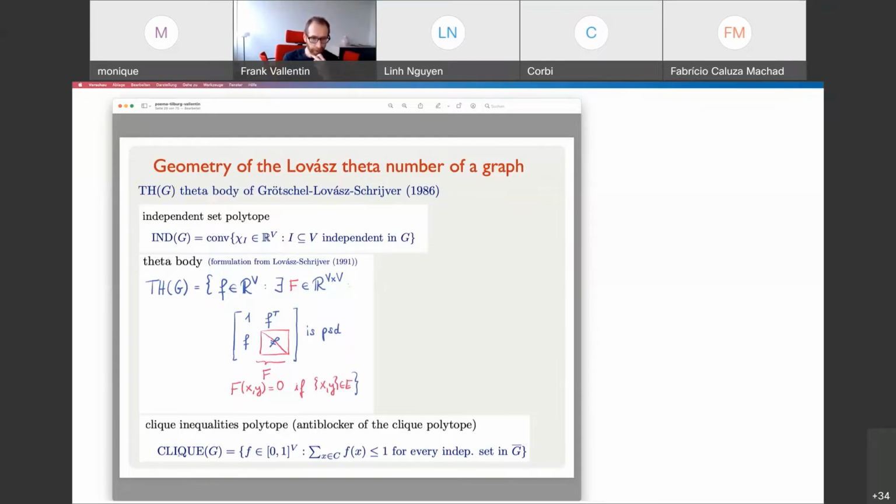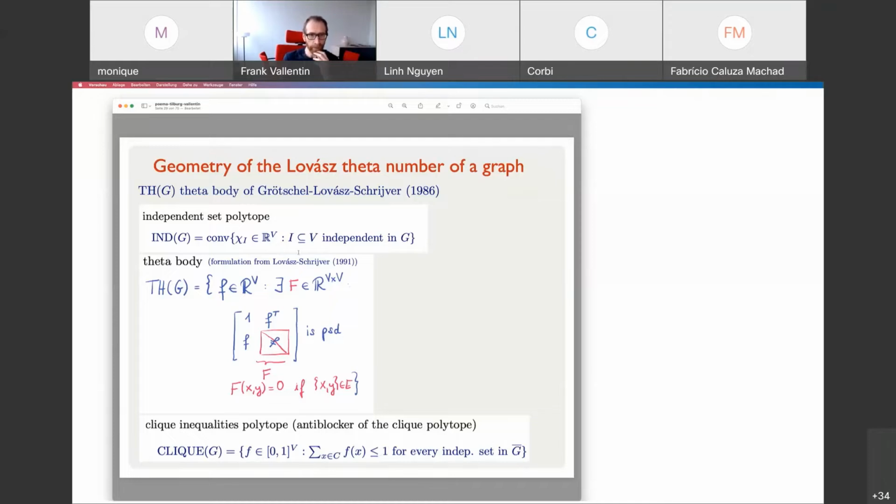Okay, so the clique inequalities polytope consists of all vectors f between 0 and 1, indexed by the vertex set, so that f satisfies the clique inequalities. You sum over all x in the clique of f of x, which should be at most 1. And this should be true for every independent set in the complementary graph, or in other words, for every clique in G.